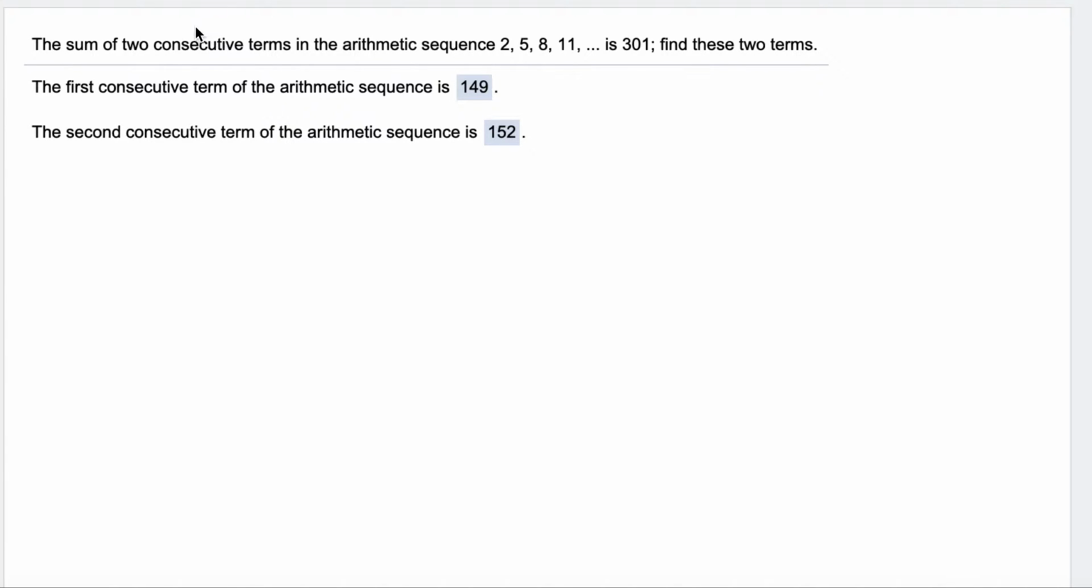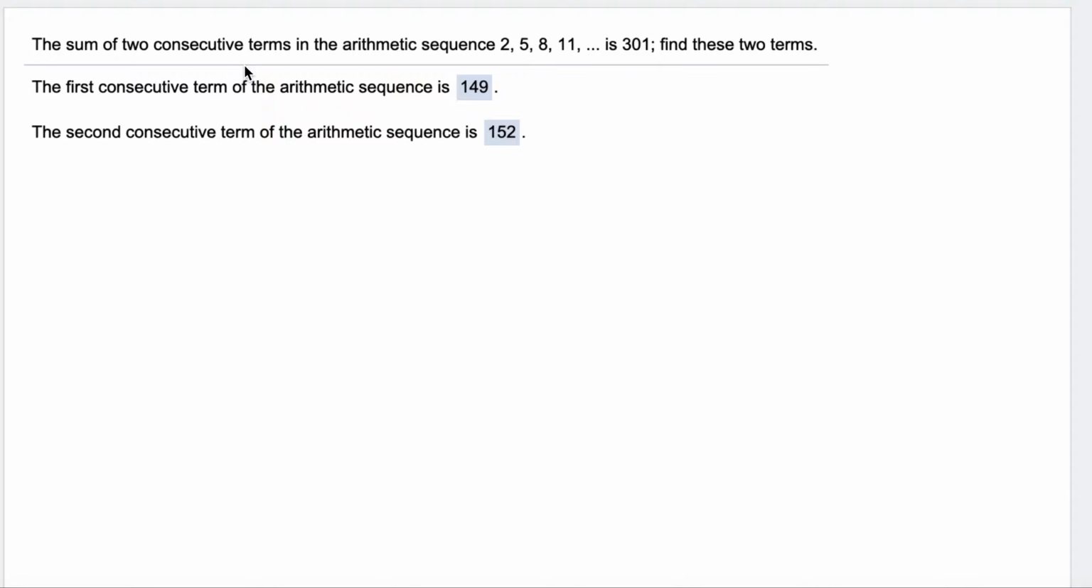It's about arithmetic sequence. So the sum of two consecutive terms in the arithmetic sequence 2, 5, 8, 11, dot dot dot is 301. Find these two terms. So here there are a lot of things going on. The sum of means you add those two together and got the answer, right? Two consecutive terms. So like in integers, like 1 and 2 are two consecutive terms.